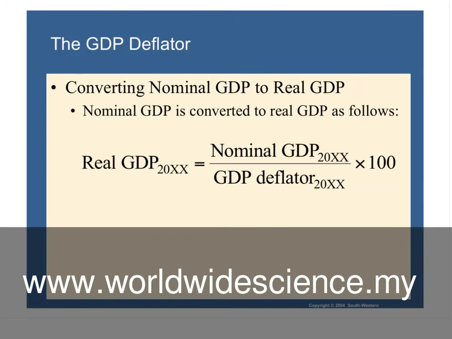And what it does is convert nominal GDP to real GDP. Nominal GDP is converted to real GDP as follows. Real GDP, let's say for 2001, is nominal GDP divided by the GDP deflator times 100. We said that the GDP deflator is the nominal divided by the real times 100, so if we divide nominal by the GDP deflator times 100, we get the real GDP.